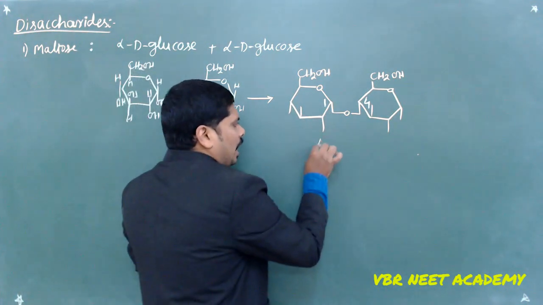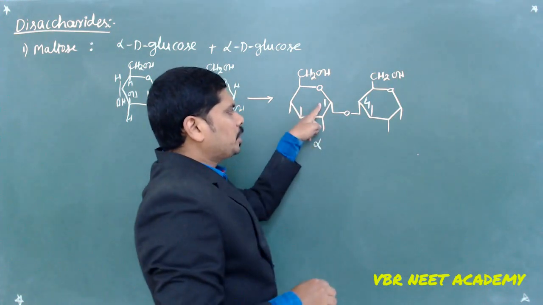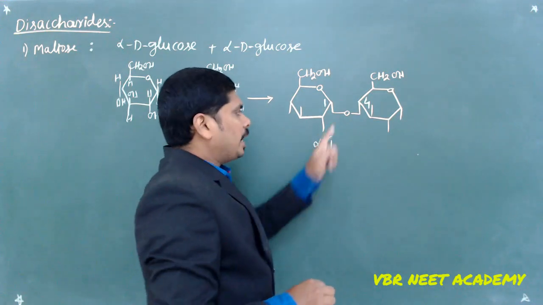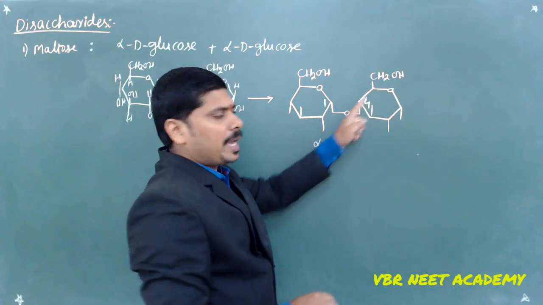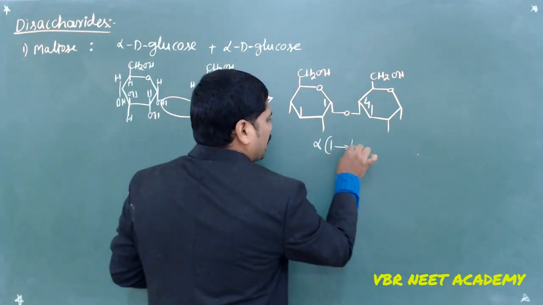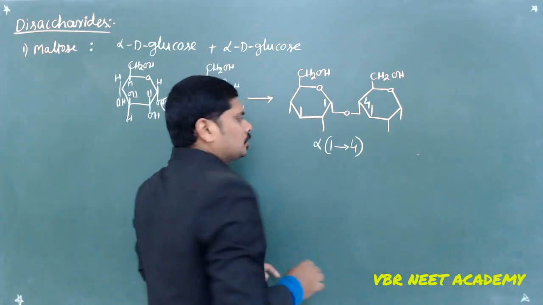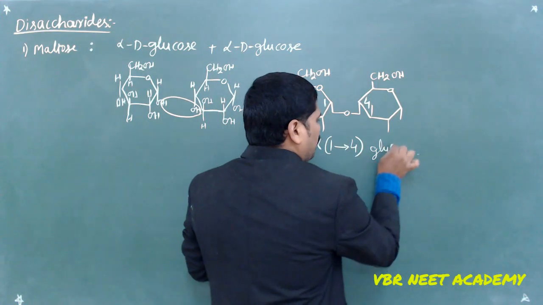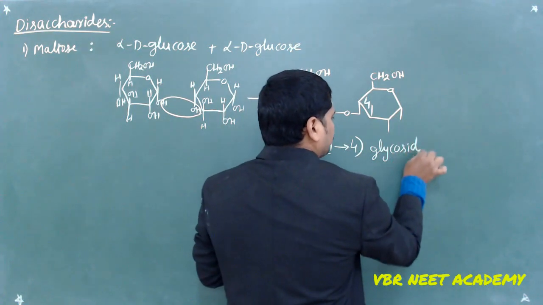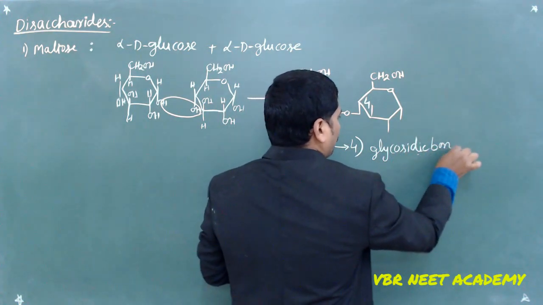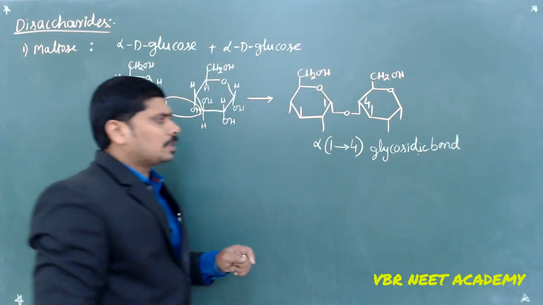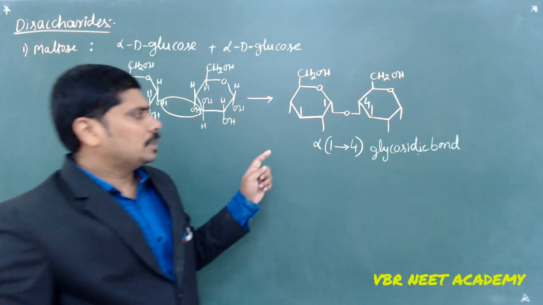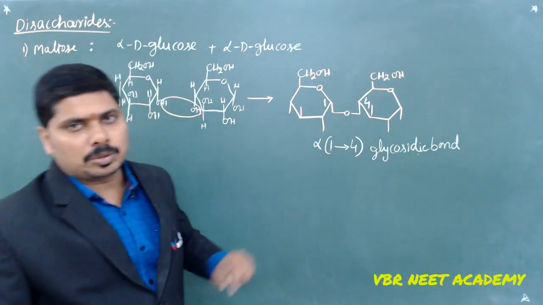That's why alpha. And what is the position of the carbon involved in the glycosidic bond? First position. And to which carbon is it bonded? The fourth carbon of another one. So it is called an alpha 1,4 glycosidic bond. This glycosidic bond forms maltose from two alpha D glucose molecules.